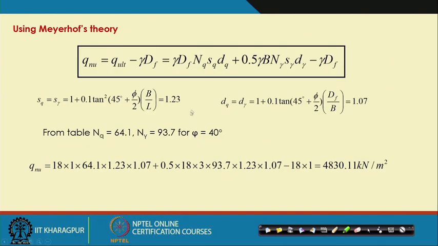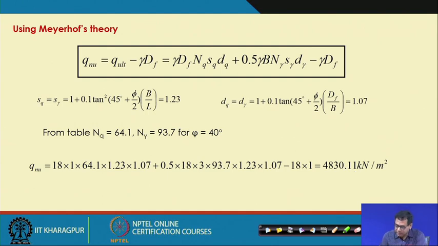These are the factors we get from the table, and from Meyerhof's theory, Nq is 64.1 and N gamma is 93.7, corresponding to the phi value of 40 degrees. That is why we are using these values, and we get 4830.11 by using Meyerhof's theory.